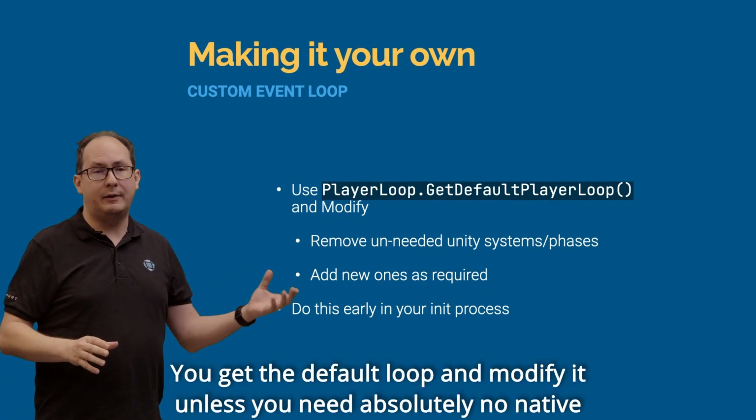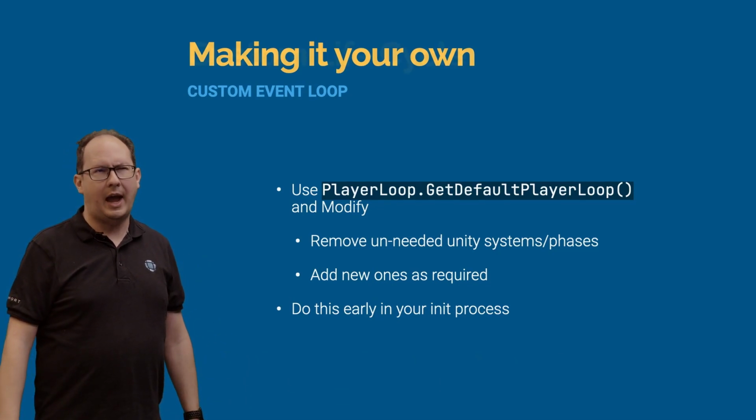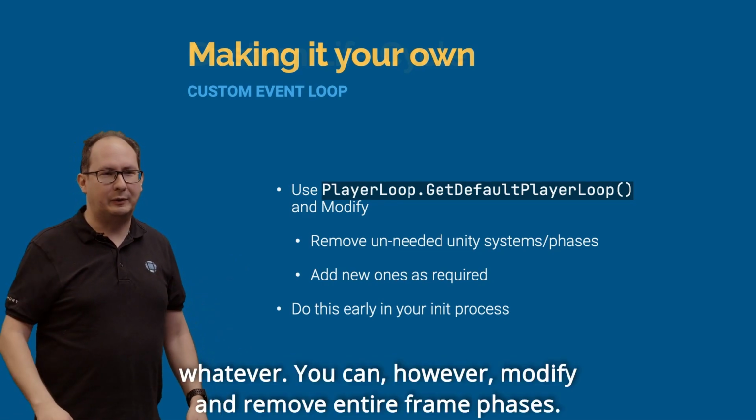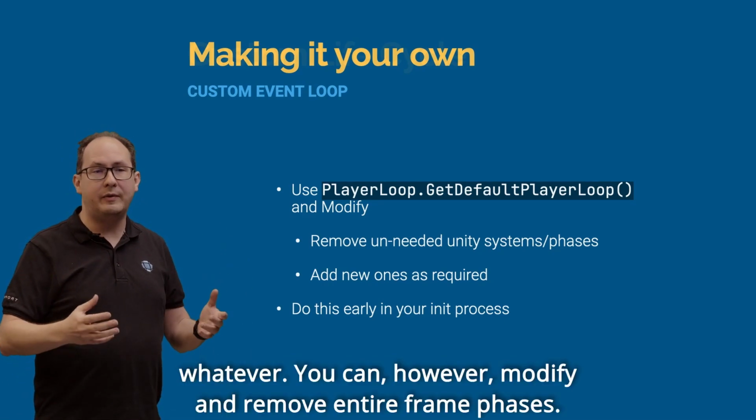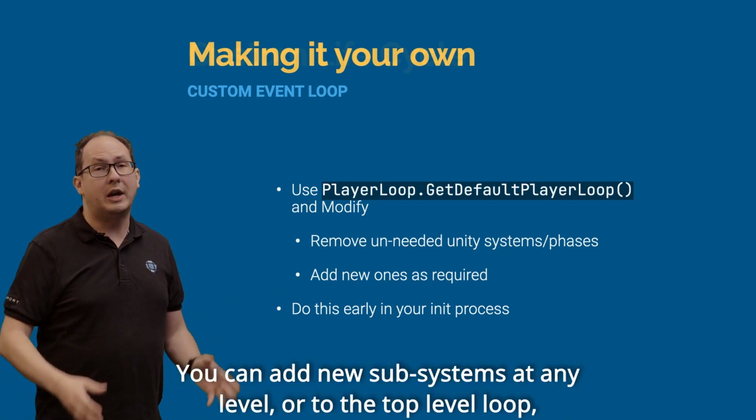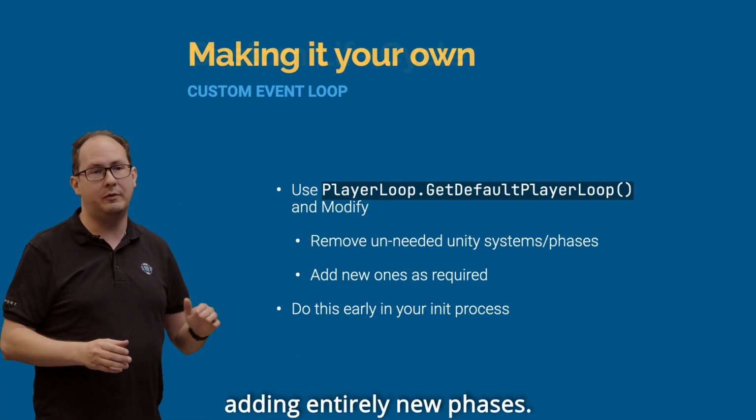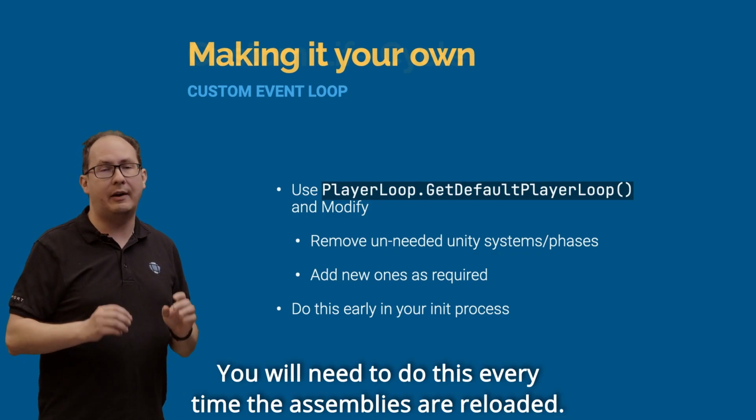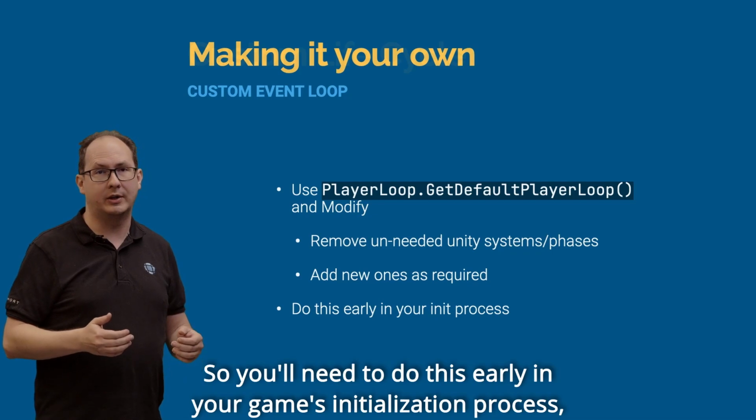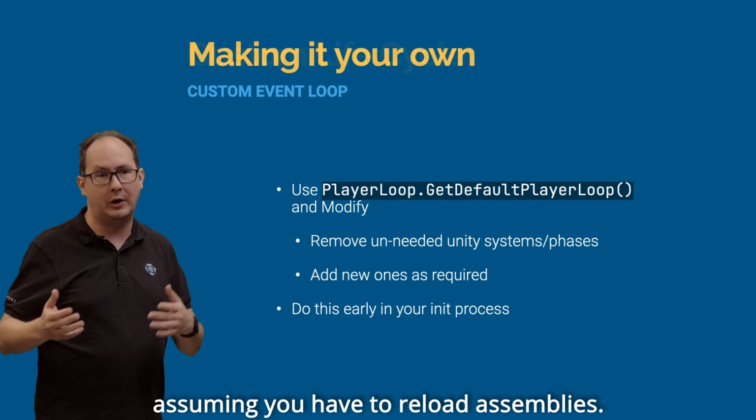So how do you make this your own? You need to get the default loop and modify it, unless you need absolutely no native Unity functions. At which point I question the utility of using the Unity game engine. Whatever. You can, however, modify and remove entire frame phases. Don't need Unity physics? Get rid of it. You can add new subsystems at any level or to the top level loop, adding entirely new phases. You will need to do this every time the assemblies are reloaded, so you'll need to do this early in your game's initialization process and in the editor as part of transitioning into play mode, assuming you have to reload assemblies.